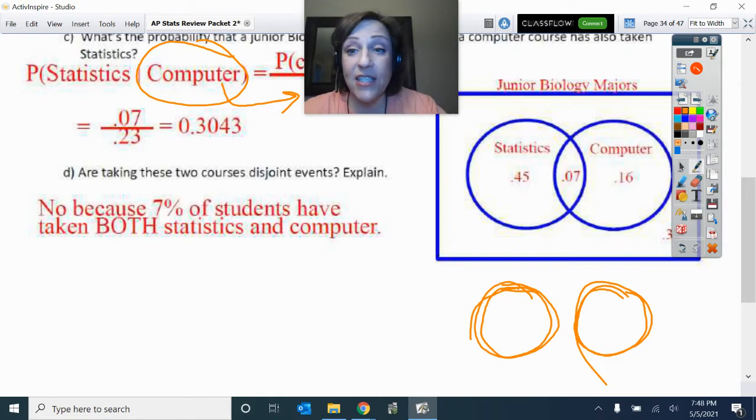Okay, so disjoint. Okay, so these are joint, obviously, because they've got some that have had both. This is what disjoint would look like.